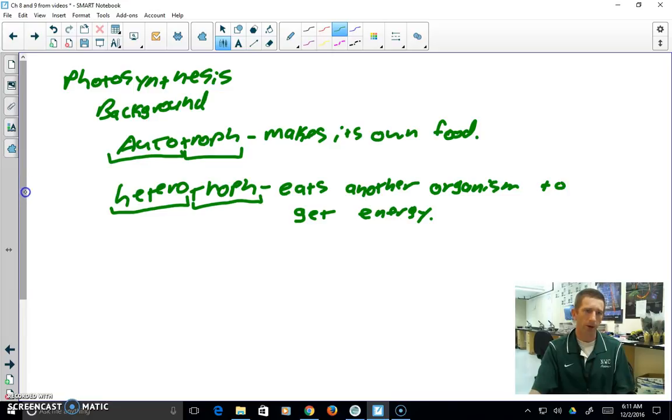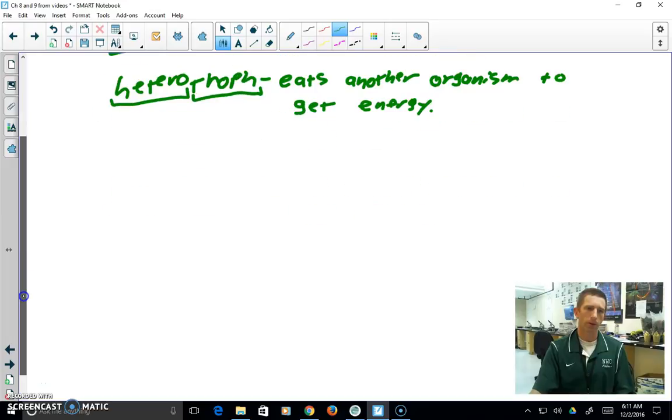All right, so now that we have that background, now let's go ahead and be introduced to the life equation. So go ahead and write that down, the life equation.